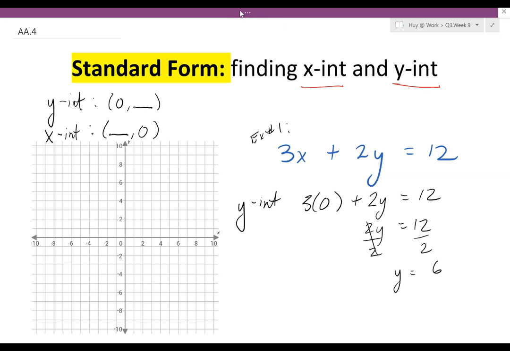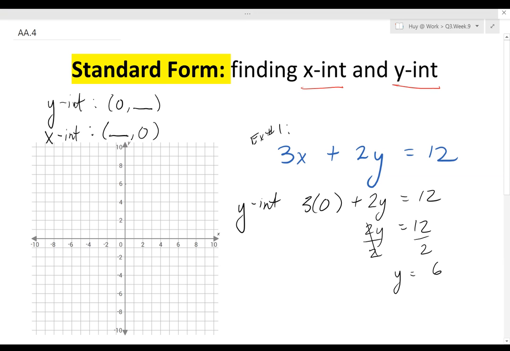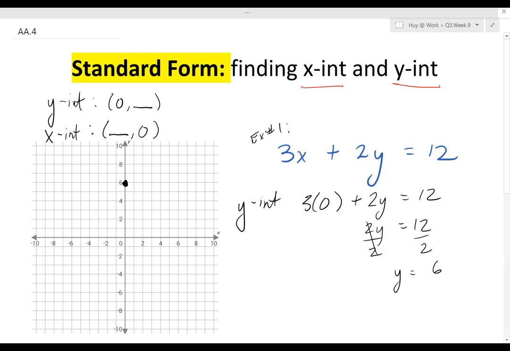I'm going to go onto the graph and put that down there. So I put x is 0. If you want to think of it as a point, the point is 0, 6. So that's where the y-intercept is.